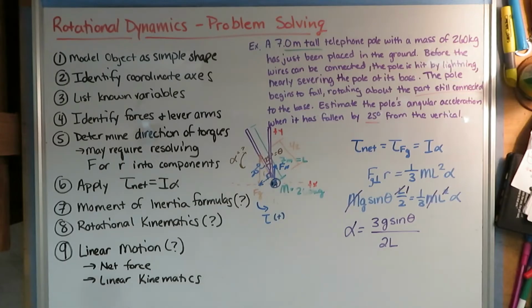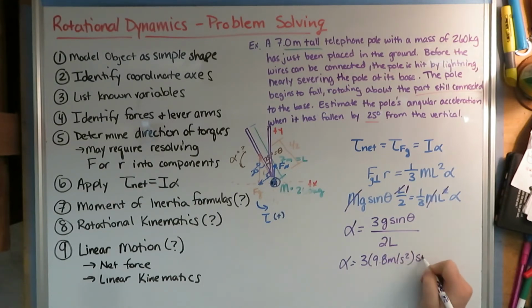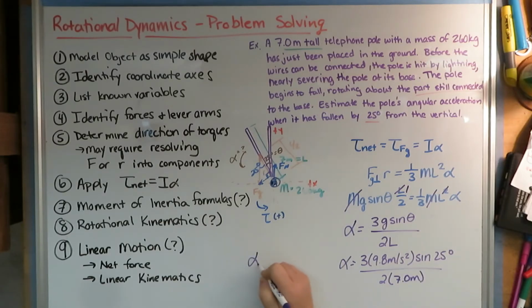So if we actually were to solve this problem, now it's just a matter of plugging in numbers. 3 times 9.8 meters per second squared times sine of 25 degrees, over 2 times L, which is 7 meters. You should calculate out to approximately 0.89 radians per second squared.